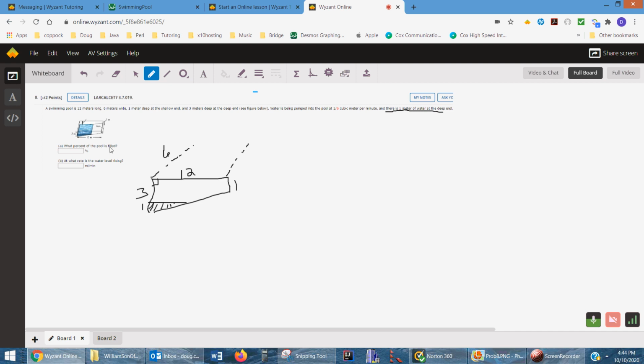But part A deals with what percent of the pool is filled when there's 1 foot of water in the deep end. And we talked about the fact that the total capacity of the swimming pool is the area of the trapezoid, which is this base. I'll draw it again. A base of 1, a base of 3, and a height of 12. That's a cross section of the swimming pool.